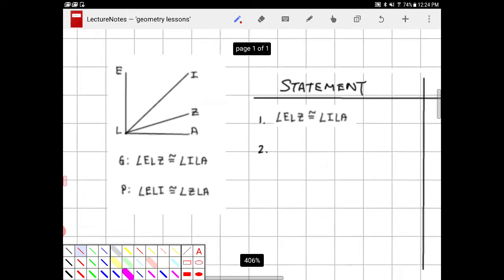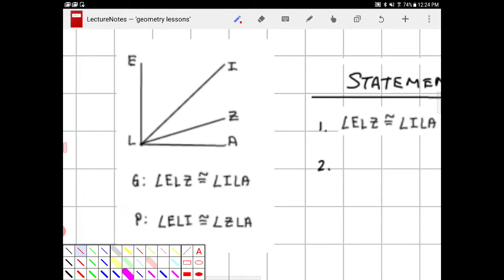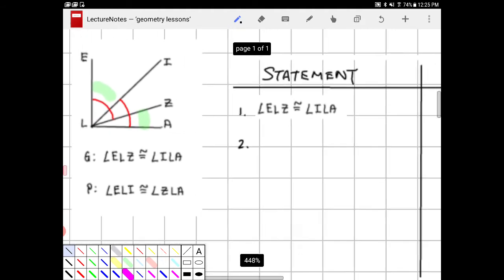So hopefully you had some time to do that. I know that angle ELZ, which I am going to mark in red, is going to be congruent to this angle over here, which I am also marking in red. Our goal is to show that this angle here in green is going to be the same as this angle in green. So once again, we're going to try and prove why those angles in green are congruent. So how are we going to do this?